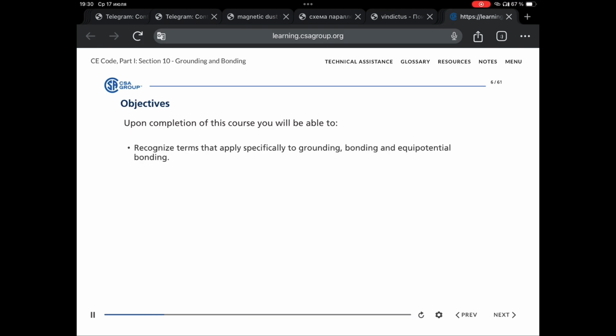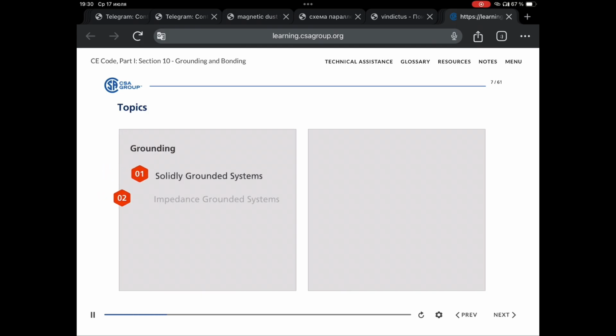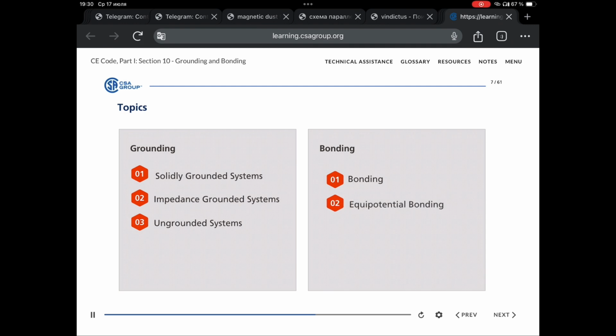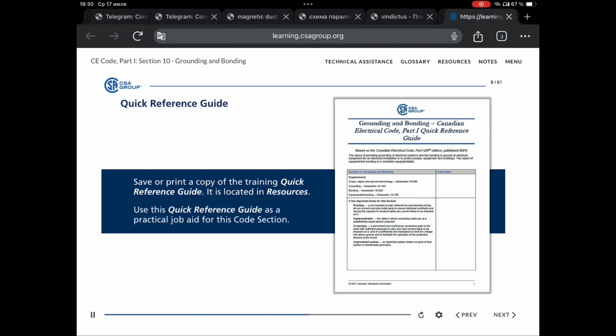To directly support the purpose, this learning has identified objectives. Here is what you will learn as you take this training. Save or print a copy of the Quick Reference Guide. It is located in Resources. Use this Quick Reference Guide to take notes and as a practical job aid for this code section.